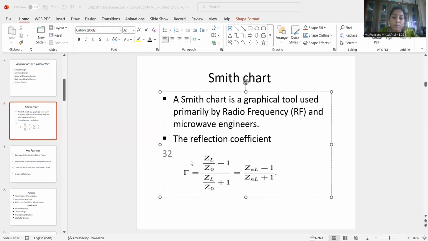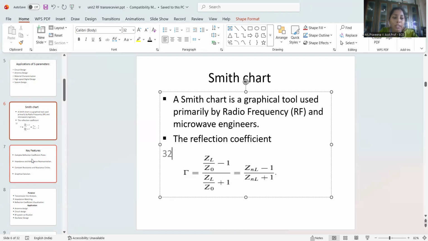If the signal is transmitted in a network, the entire signal will be transmitted means the impedance will be perfectly matched. If it is not perfectly matched, part of the signal will be reflected back to the source itself. So there will be some losses in the network. So here ZL is the load impedance and Z0 is the source impedance. Okay. And this gamma is the reflection coefficient.